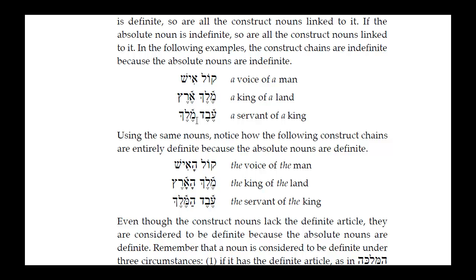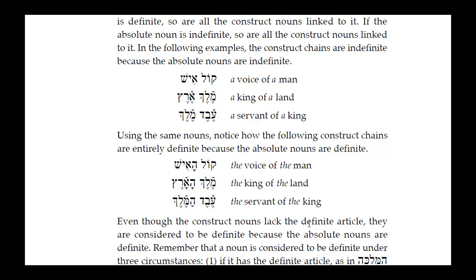Now, using the same nouns, notice how the following construct chains are entirely definite because the absolute nouns are definite. We have kol ha-ish. You have the definite article, the hey, and the qamets here, because of the rejection of the dagesh forte in the aleph, so it lengthens the patach to a qamets. That's called compensatory lengthening. We have Melech Haaretz, the king of the land. You see the definite article on the absolute noun Eretz, and we have Eved HaMelech, the definite article on Melech.